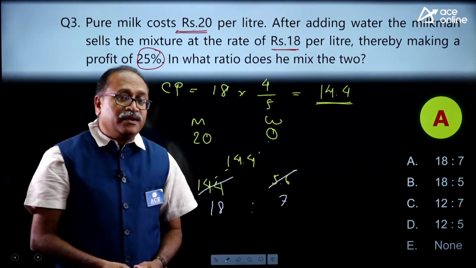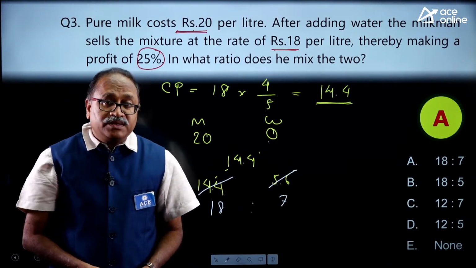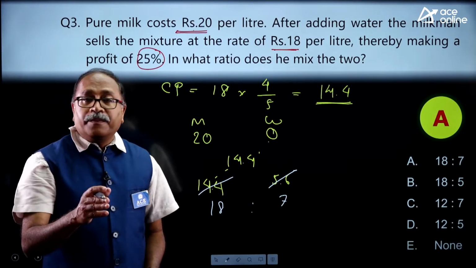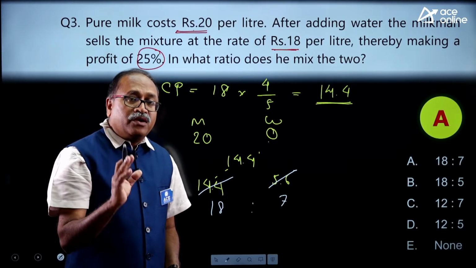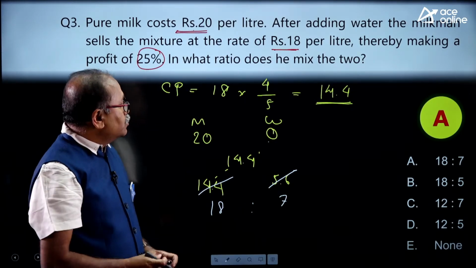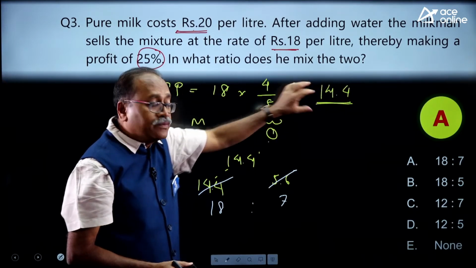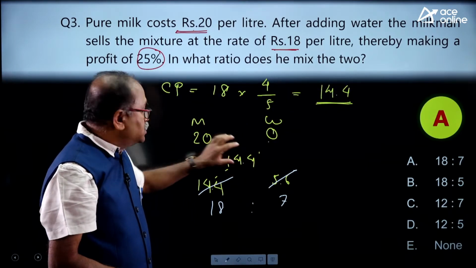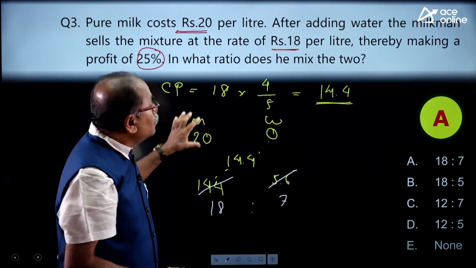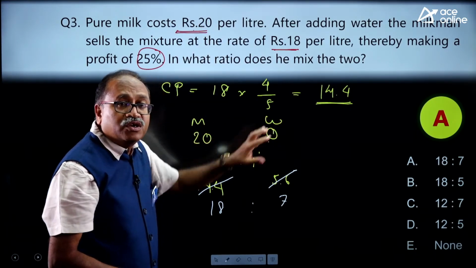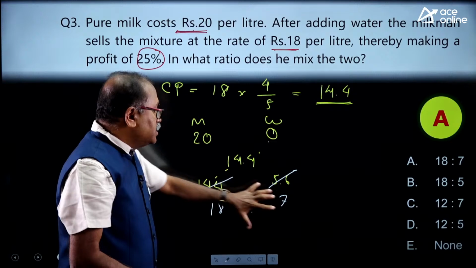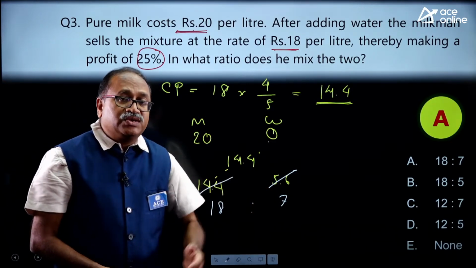Yes, option A. Well done, sir. Okay, I am moving on to the next question. Get the cost price. Here the milk cost price is 20 rupees. Water cost price will be 0. Applying this, I am getting the milk to water ratio.